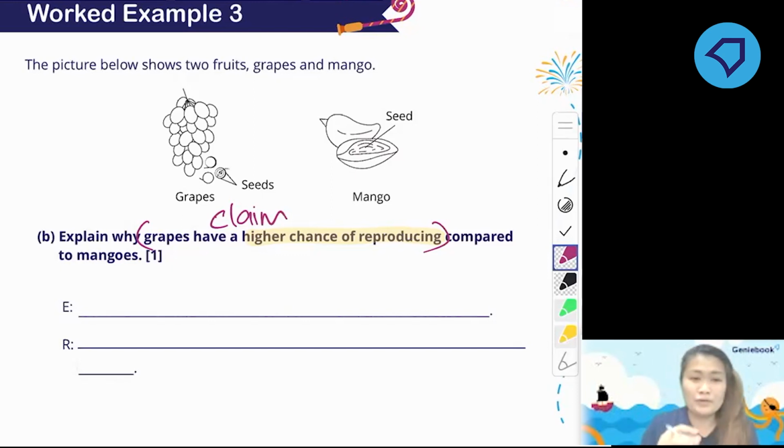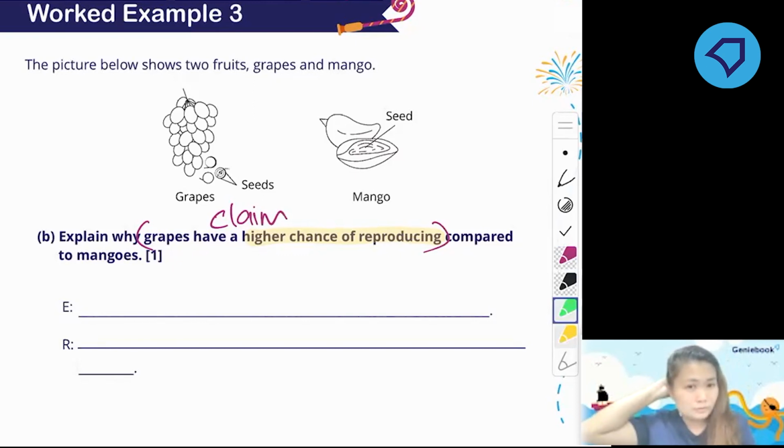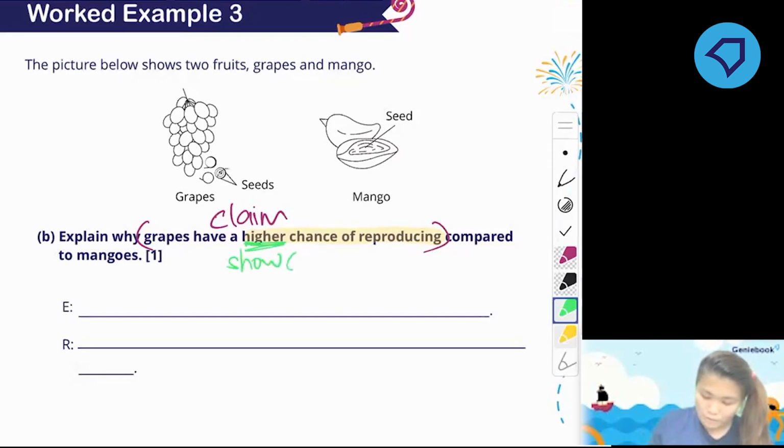So we will focus on the grapes in terms of answering, but do take note of one very, very important thing. This is the part that many schools deduct marks or refuse to award marks, because there's a lack of comparative terms. You need to show comparison in your answer. Why and how do we know that we need to show comparison? It is because of the word higher. So it means that you need to show comparison.